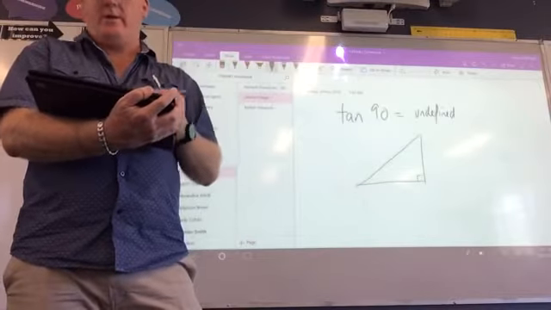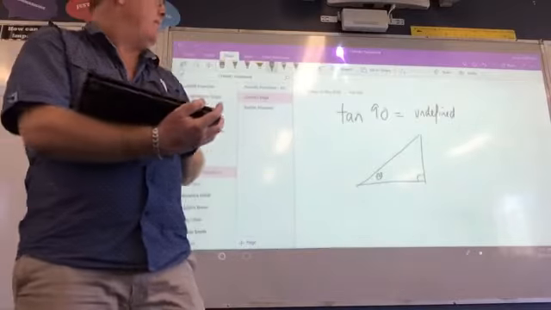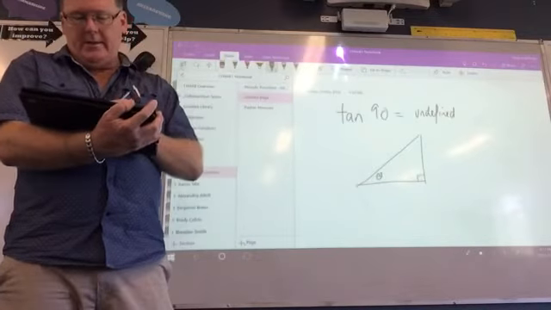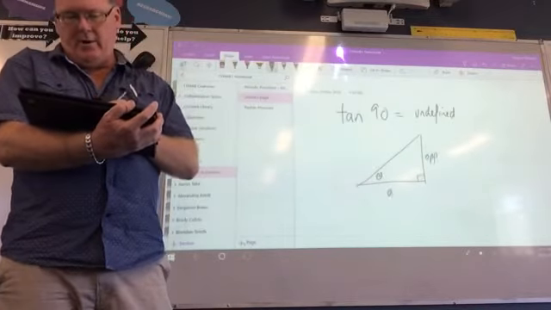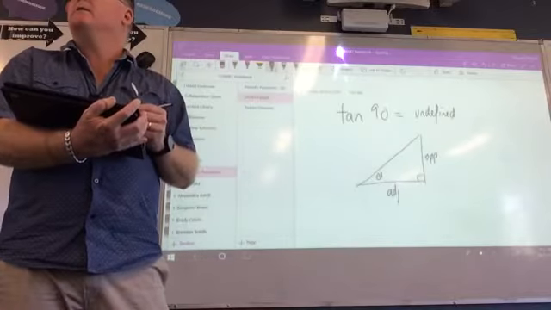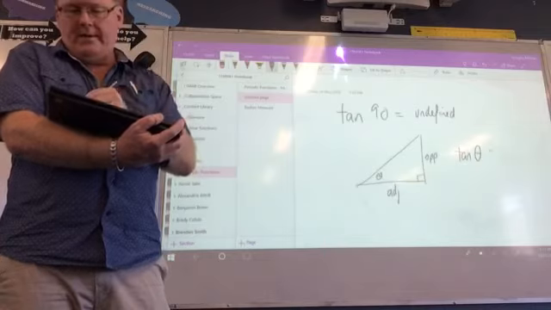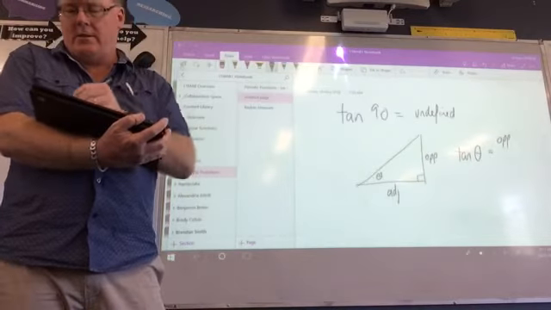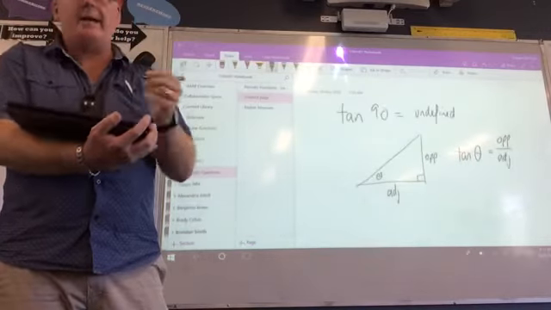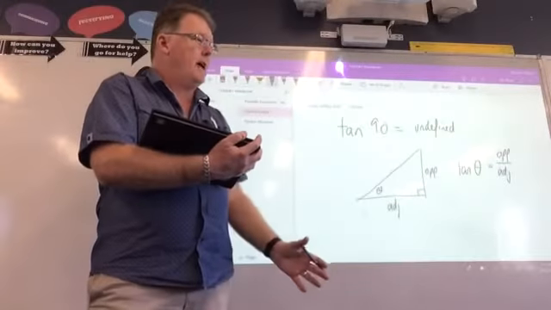So here's my little right triangle. There's my angle theta. Right? So this is my opposite side and this is my adjacent side. Yes? And we know that the tan of theta, the angle, is the ratio, the length of the opposite side divided by the length of the adjacent side. Is that okay with everyone?